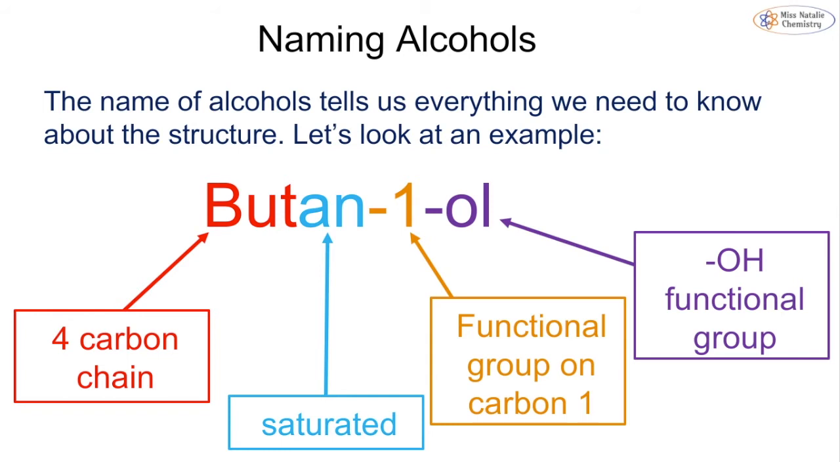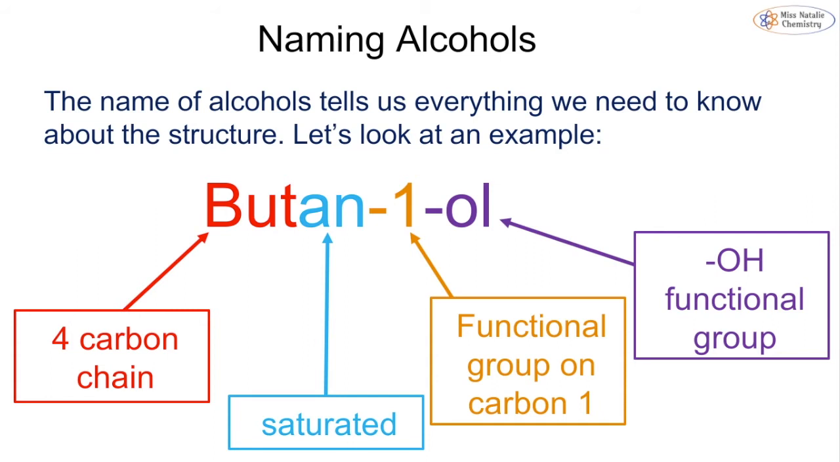So if we have butan-1-ol, we break it down into, first of all, the but tells us I have 4 carbons. The an is to tell us it's saturated, which means it's all single bonds. Remember, like an alkane would be saturated. If this was an en, it would tell me there's a double bond. The 1 is the position of the functional group, so the OH telling us that's on carbon number 1, and the ol at the end tells us that we have this OH functional group.